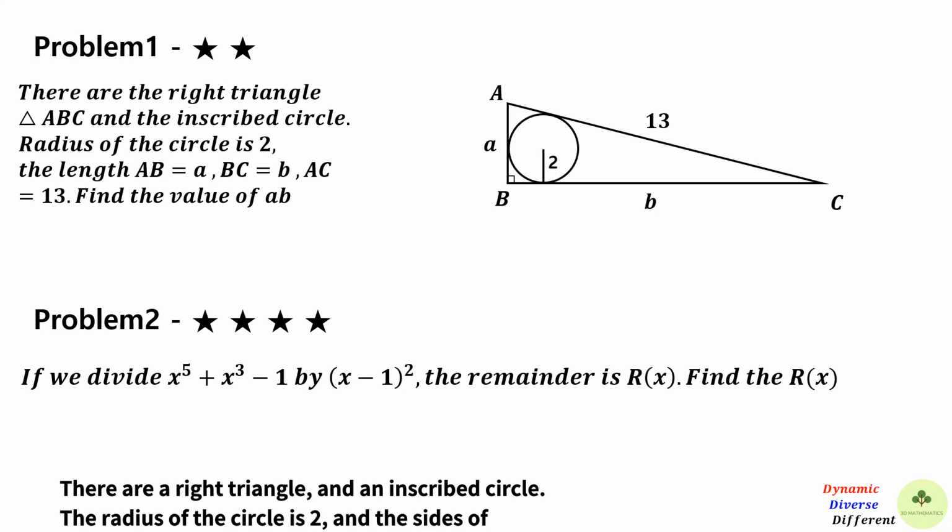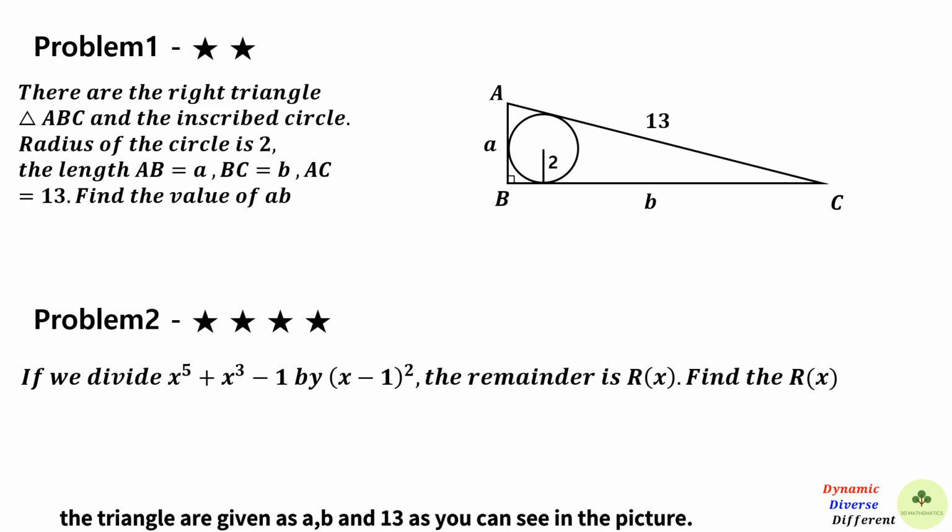There are a right triangle and an inscribed circle. The radius of the circle is 2 and the sides of the triangle are given as A, B, and 13, as you can see in the picture. Our goal is to find out A times B.